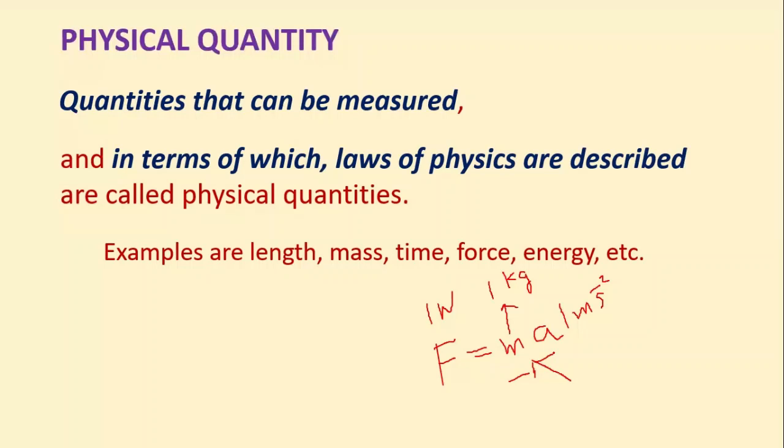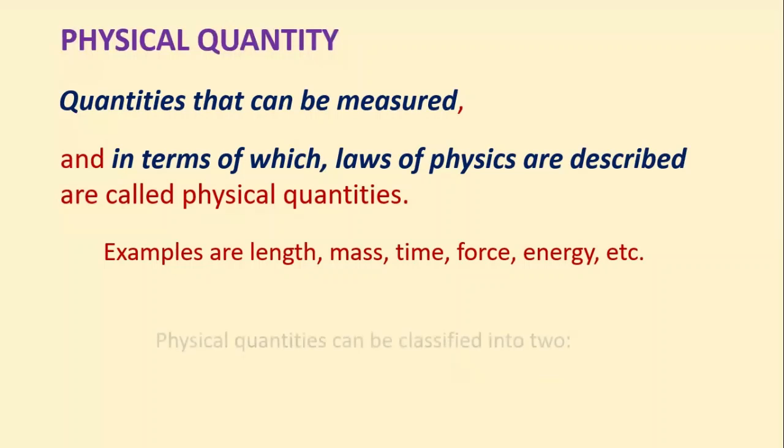So there are two things here, very important. Let me read it again. Physical quantity can be measured. That is the first point with which we can describe all the laws of physics. Thereby we can understand the nature, how nature works. We can even predict an event with the help of the physical quantity.